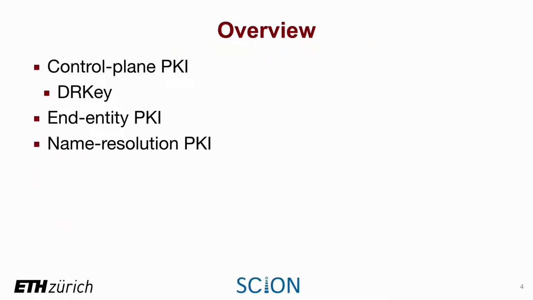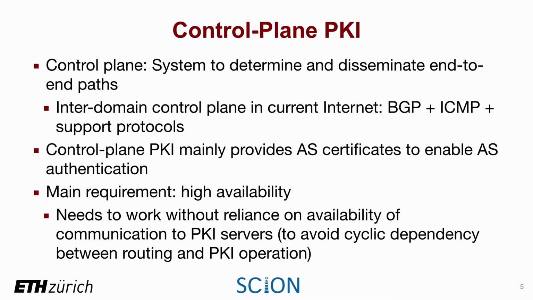In this video, I'm going to overview 3 different PKIs that SCION introduces: the control plane PKI, the end entity PKI, and the name resolution PKI. And I'm also going to briefly talk about the DRKey system, which we'll additionally discuss in a separate video. So let's start out with the control plane PKI. As a quick reminder, the control plane is the system that determines and disseminates end-to-end paths. And we have a separate video where we look at an overview of SCION's control plane.